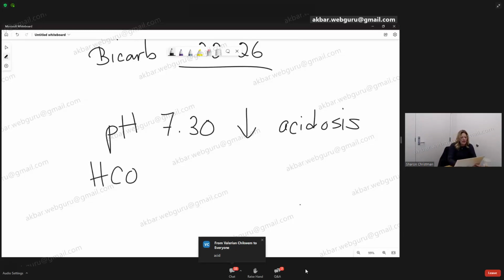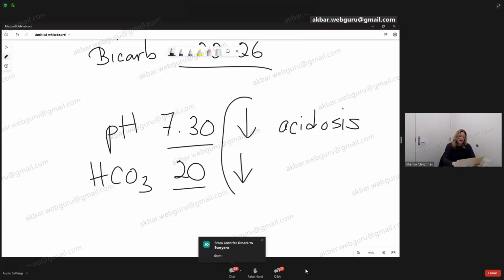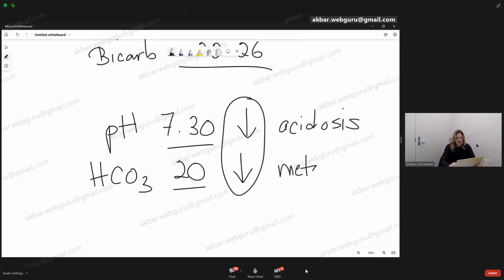Then the bicarb, HCO3, the bicarb is 20. Is that up or down? Well, that's also down. Okay, so we know we have an acidosis here, and the pH and the bicarb are both in the same direction. And if the pH and the bicarb are both in the same direction, then it is what? Metabolic. It is metabolic. This is how you use this rule. If the pH and the bicarb are both in the same direction, then it is metabolic.